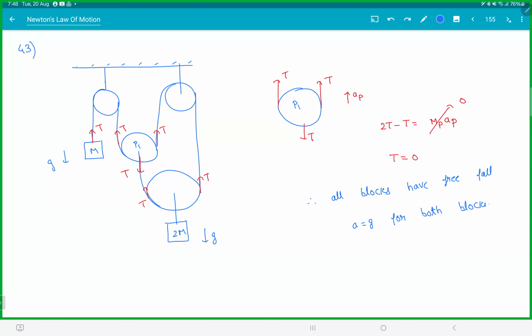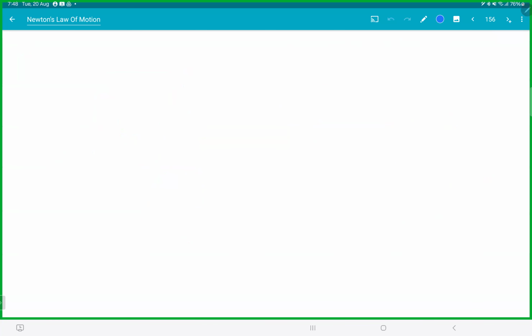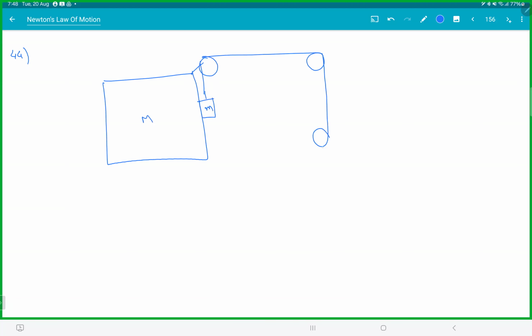Clear? Next one. Easy one, but yeah, you should know there's a contradiction. It's a model. This we have seen. This is the third time you're already seeing in this chapter. Find acceleration of the blocks. All surfaces are smooth.